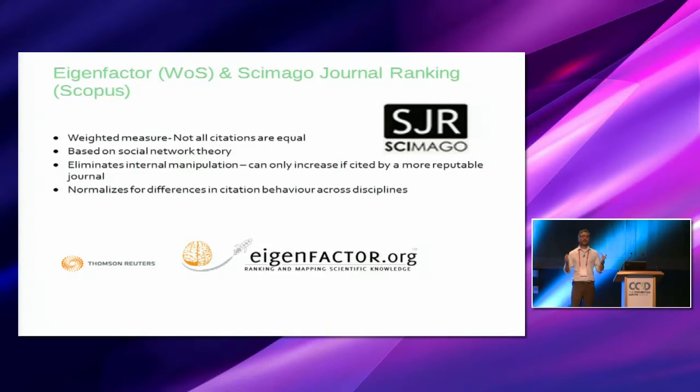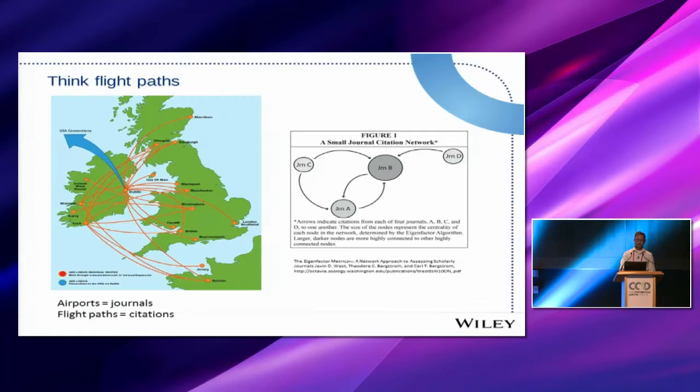The idea is that if I'm cited by Time magazine, that citation is somehow worth more than if I was cited by my local newspaper. This eliminates internal manipulation. You can only increase these measures by being cited by a more important journal. And it normalizes for differences in citation behavior.